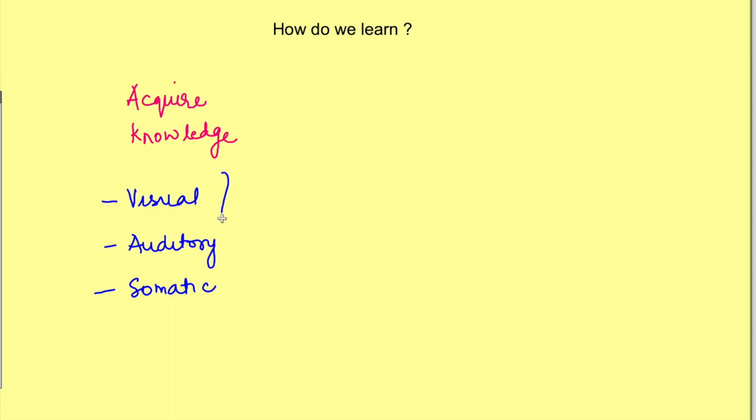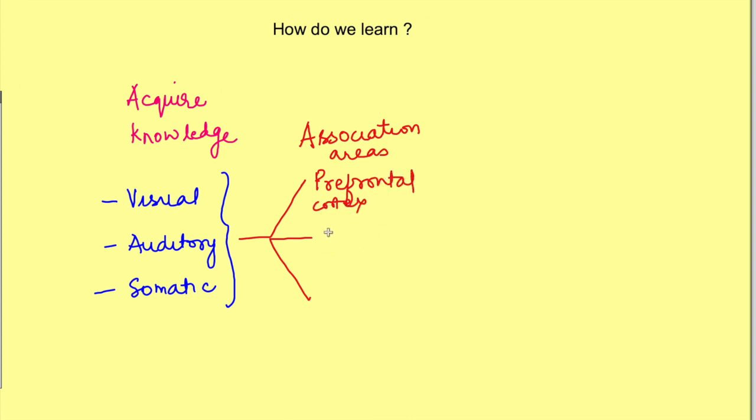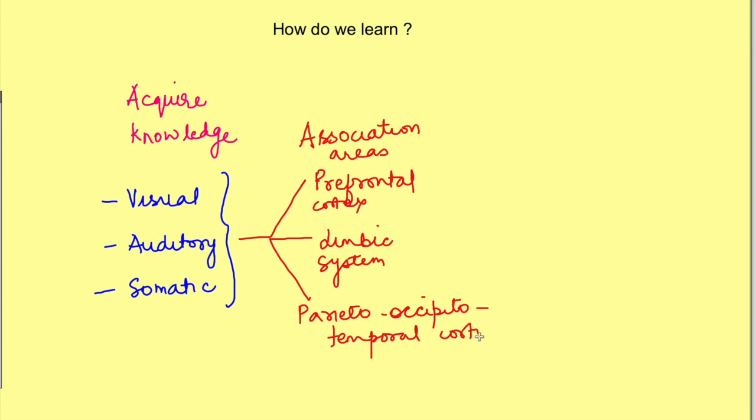Now, when we acquire new information, this information passes to three polymodal association areas. So there is the main sensory area for the way of acquiring knowledge. For example, for vision, it will be the visual cortex. And then there are the association areas. So basically, the information is passing to three polymodal association areas. And these areas are the prefrontal cortex, limbic system, and parieto-occipito-temporal cortices. Now, these areas are very important for synthesis of acquired information. And by synthesis here, we mean that we are seeing the new information along with any prior information which is stored in our long-term memory.